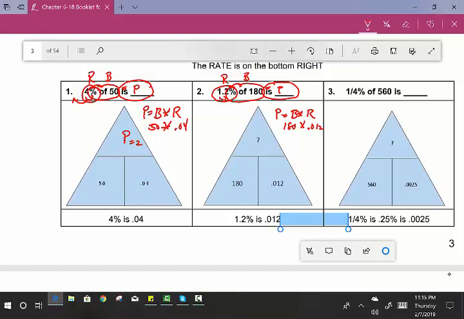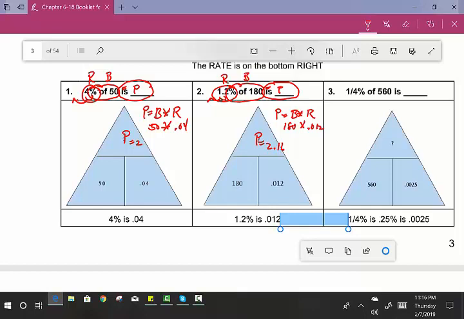It's because we moved the decimal point 2 places to the left. Okay, therefore, 180 times 0.012 is equal to 2.16. So again, the part is equal to 2.16. If we rounded that to the nearest tenth, it'd be 2.2. So 1.2% of 180 is 2.2 when rounded to the nearest tenth percent.